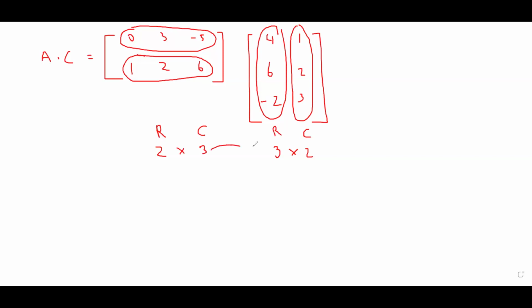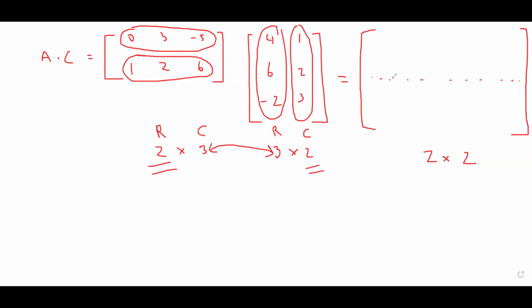And since these 2 are the same, I can do the multiplication, and as a result, I'll produce a matrix with 2 rows and 2 columns, so 2 by 2 size. So I can even prepare this matrix. It will have two rows and two columns. That's how the process works.